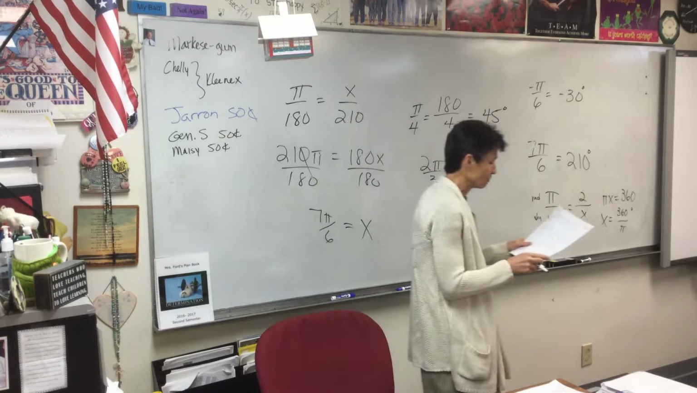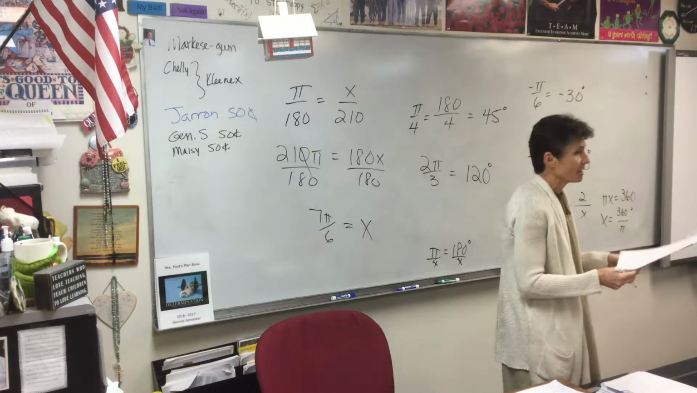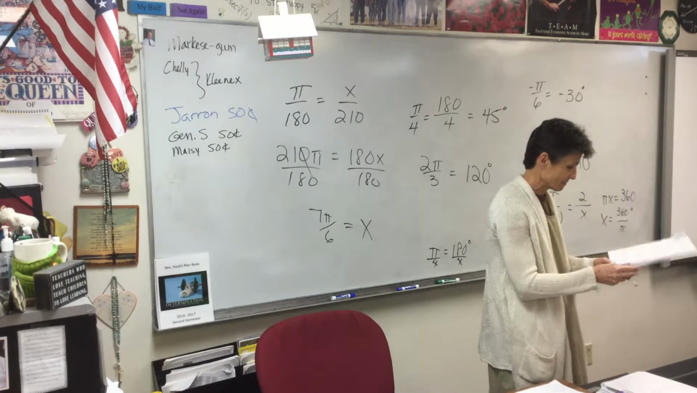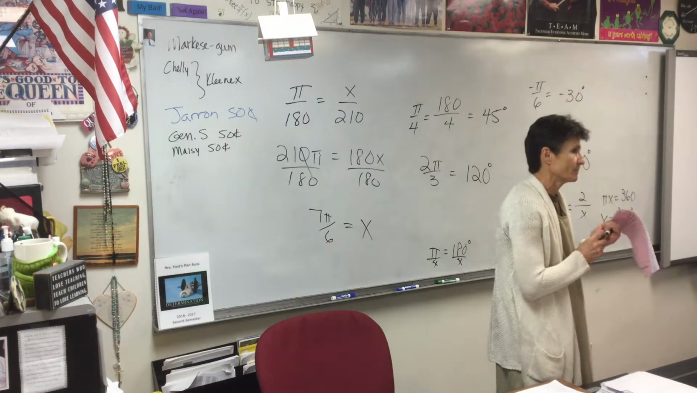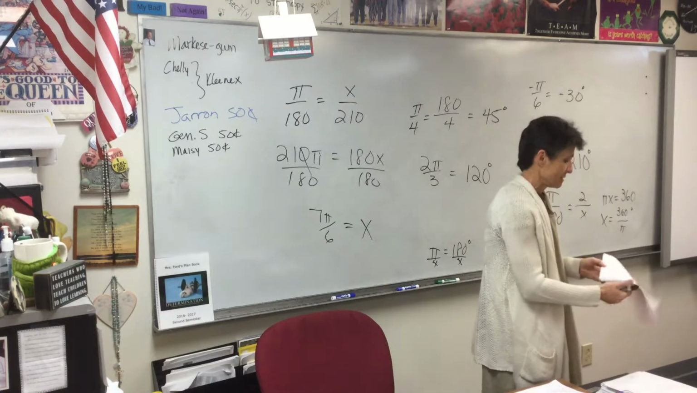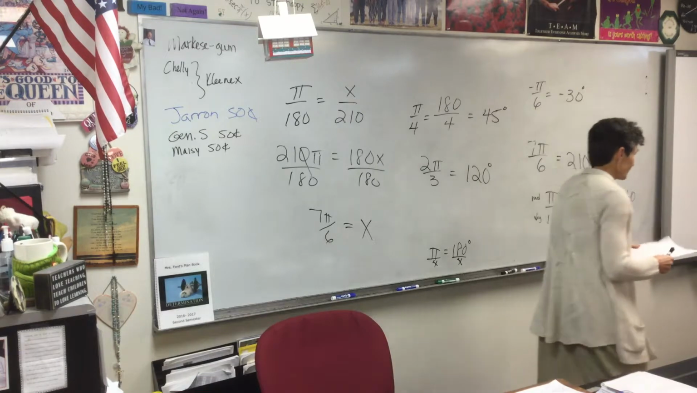F, if you can't do F, we are in heap big trouble. Pi radians is how many degrees? 180. 180, that's an easy one. 180.